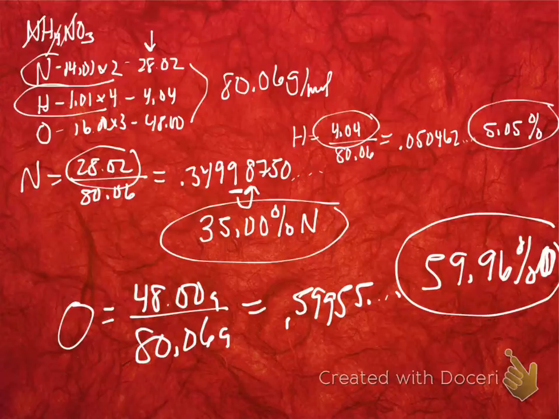Questions, comments, concerns on that one? Yes, sir? The only question I have is, we're doing it at 100% composition. How is it able to add up over 100%? Because you're rounding. Okay. You're rounding.